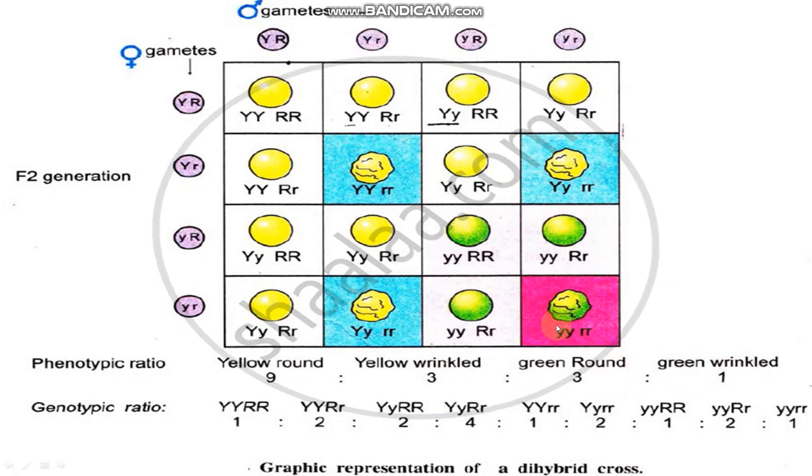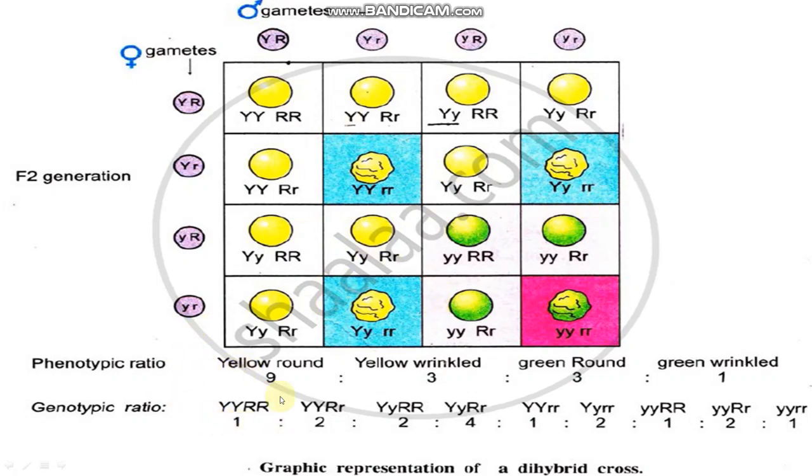You can see green wrinkled, only one plant is the totally recessive plant here. This is 1 in number. You can see yellow wrinkled is 3 in number, 1 2 3. Green round, 1 2 3 in number, right? And yellow round, you can see 1 2 3 4 5 6 7 8 9, right? This is given here.